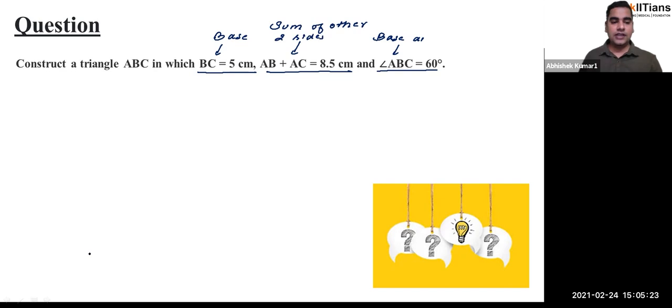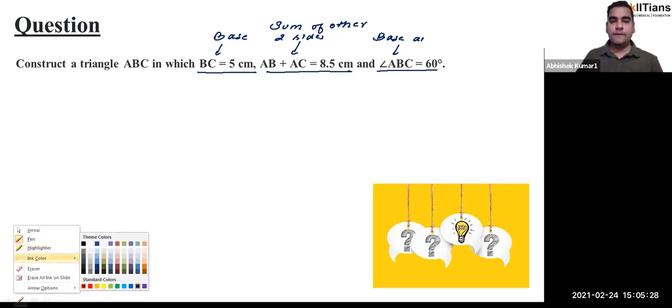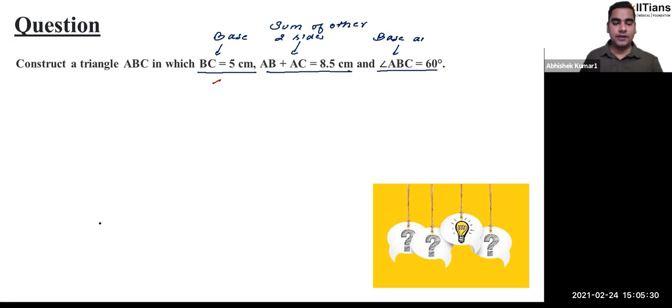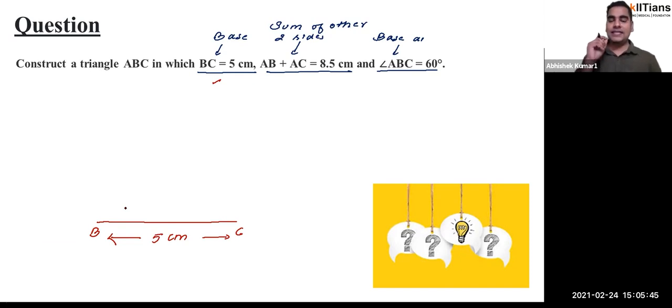As discussed just now, what is our first step? Our first step is to draw the base, which is equal to 5 centimeter here. So let's assume this is my base BC, which is equal to 5 centimeter. This is B, that's C, and the length is 5 centimeter. Understood? So this is my very first step. What was my second step? My second step was to draw the base angle which was provided to me. So here the base angle is equal to 60 degrees, and 60 degrees can easily be drawn using a compass.